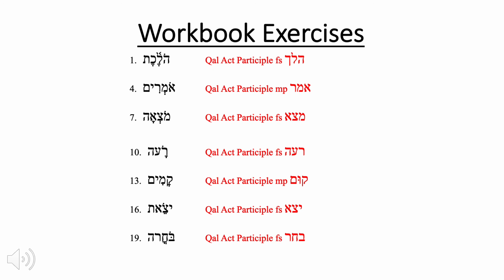Again, number 19 ends in a hey, indicating the feminine singular. So this is a Qal active participle from bachar, which means to choose. Let's move on now to our final set of exercises, some simple translation as we wrap up this particular set.